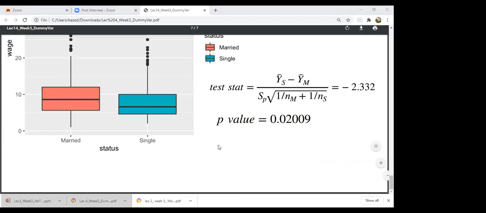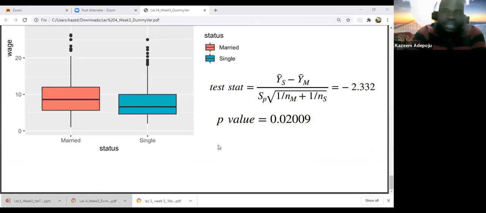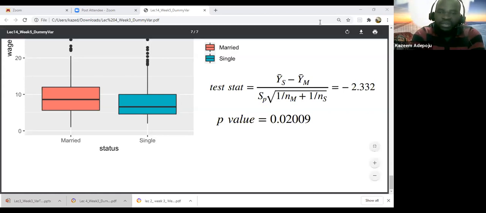Yes. Okay. So if there is anyone who needs clarification, I'm actually going to explain right now. Let me read my chat. Somebody said, could you explain what is Sp again? Okay, so I'm actually going to explain. The Sp here is what we call the pooled standard deviation.